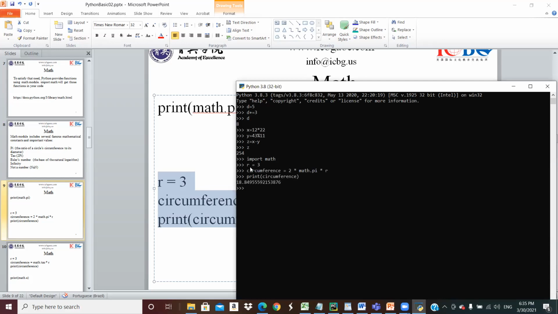Okay, you see what I got. R equal to 3. So you have this formula. You use math.pi, and then you can get the circumference. And you print it out. It's 18.84.